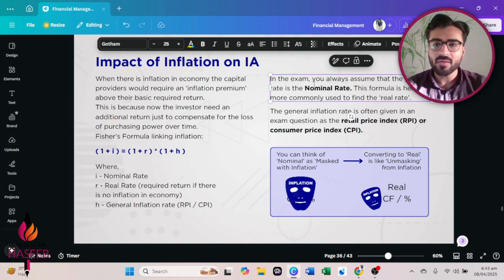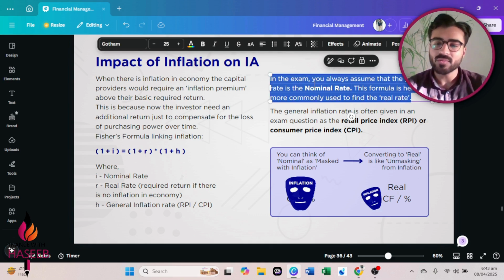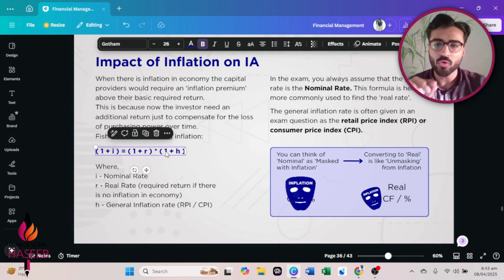Now let's read here. In the exam, you will always assume that the given rate is the nominal rate. The formula is hence more commonly used to find the real rate. So of course, if you go to your capital provider and they quote you a rate, that rate will be the nominal rate. This is the only rate that you get from your investor. So if you want to find the real rate, you have to rearrange this formula. So this formula is more commonly used to find the real rate.